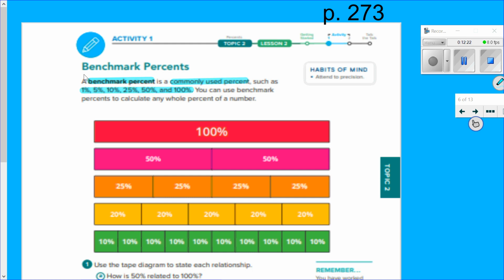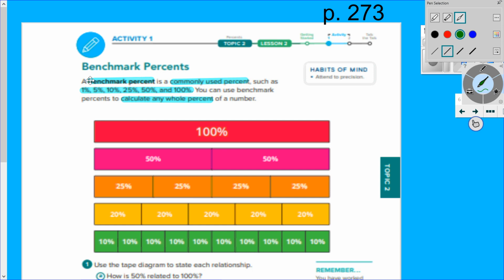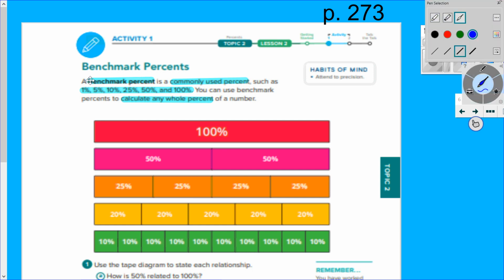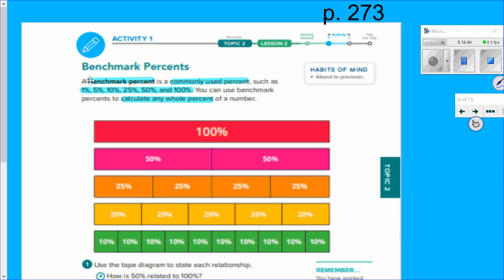So these are what we call benchmark percents because it's very easy to convert from one to the other based on their relationships. We can also use these to calculate any whole percent of a number. So by understanding the relationships, we're basically able to do this math very quickly, is really what benchmark percents boil down to. Because once I understand the baseline and the relationship, you can find the new numbers.